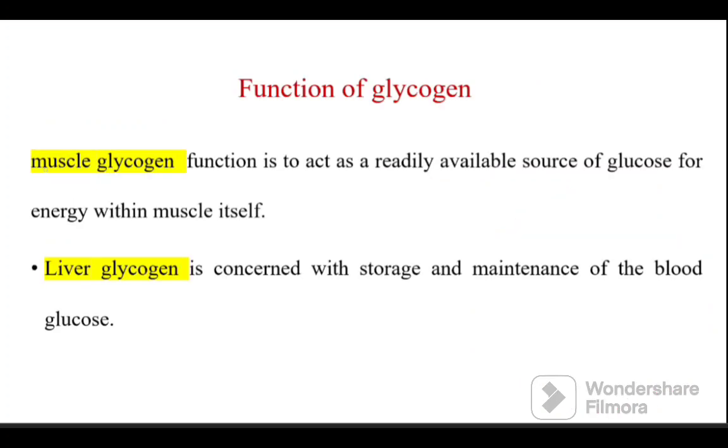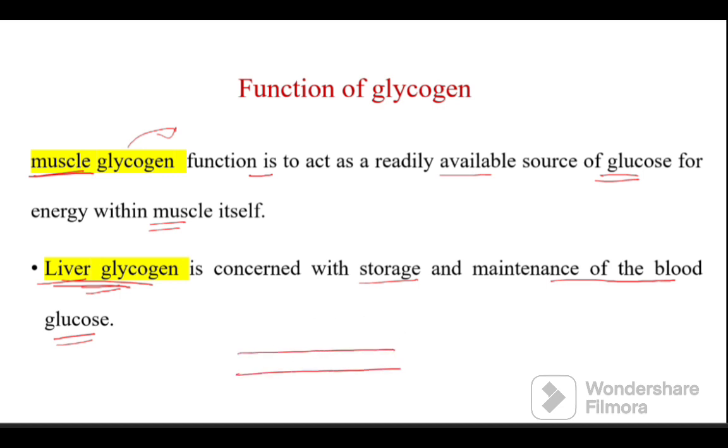As discussed, glycogen is present in muscle as well as in liver. Muscle glycogen's function is to act as a readily available source of glucose for muscle, whereas liver glycogen is mainly concerned with storage and maintenance of blood glucose levels. So whenever muscle needs more glucose, muscle glycogen acts as the supplier, whereas liver glycogen maintains blood glucose levels.